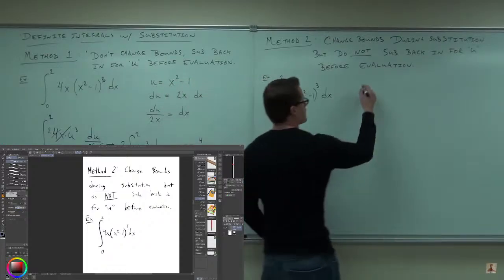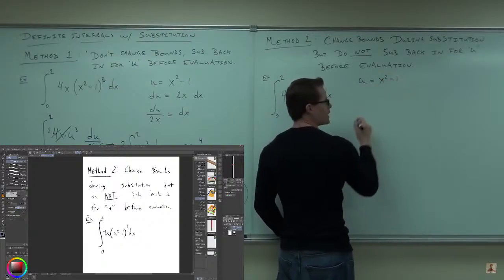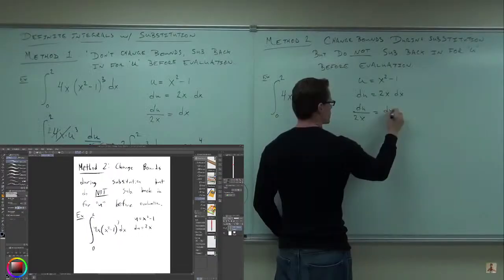So if we pick the same substitution, u is still x squared minus 1, and du is still 2x dx, and sure enough, du over 2x is still going to equal dx. That doesn't change at all. You still okay with that?